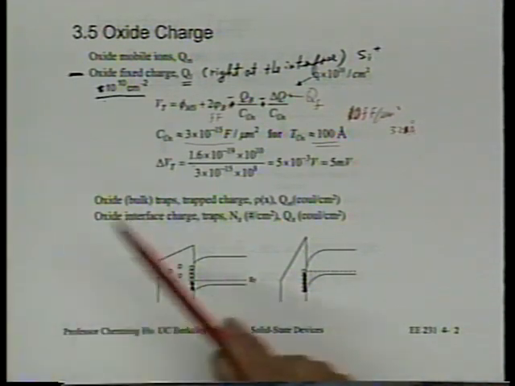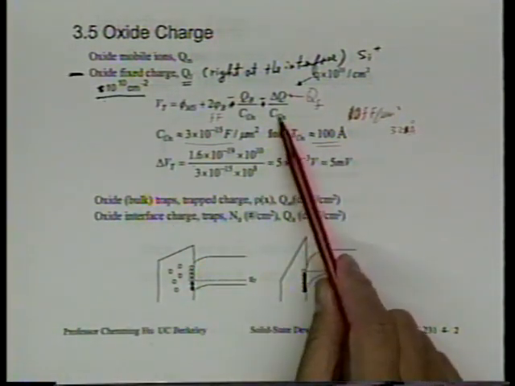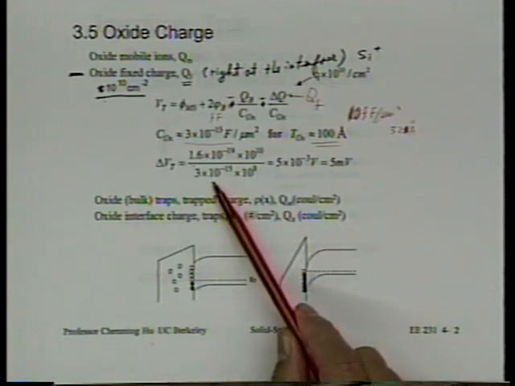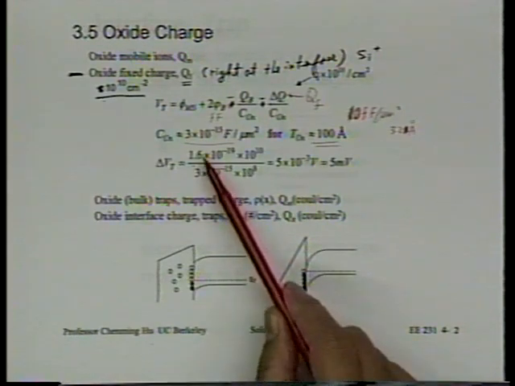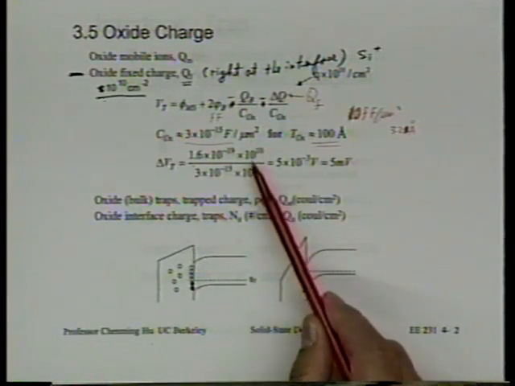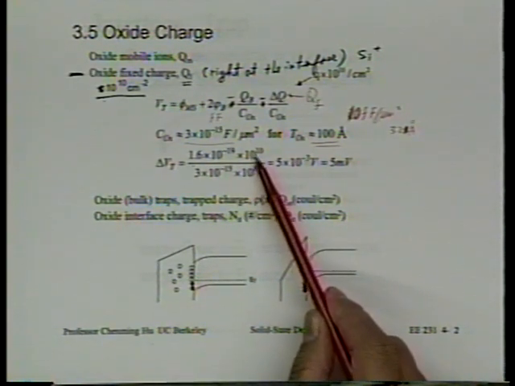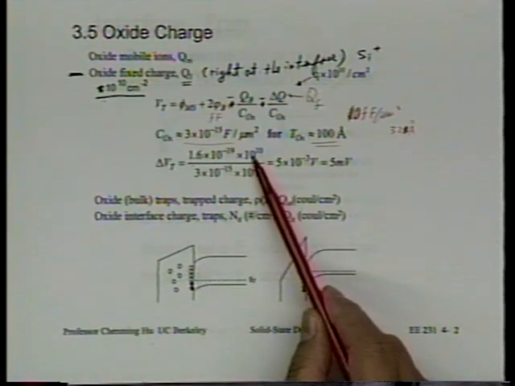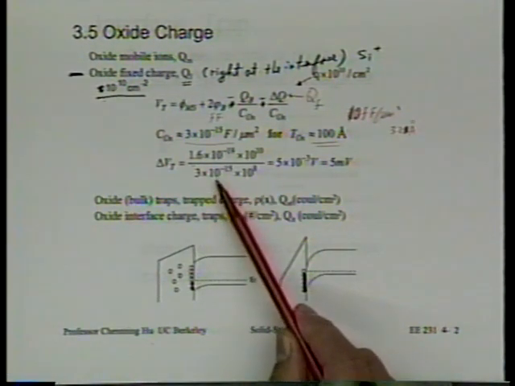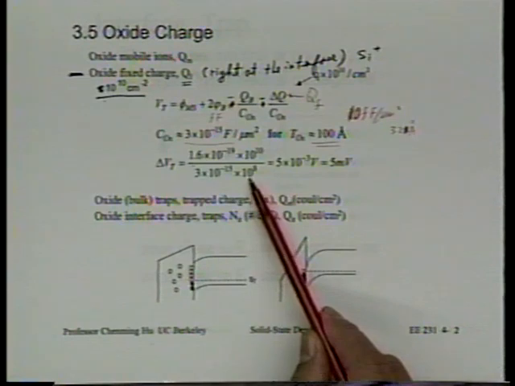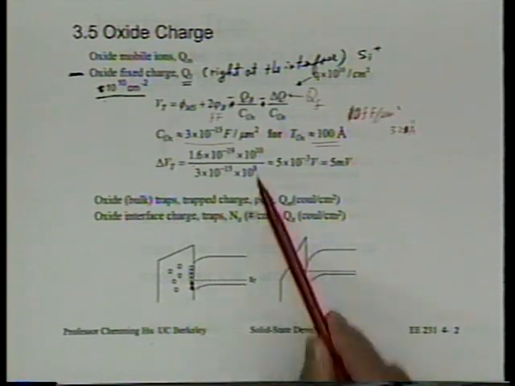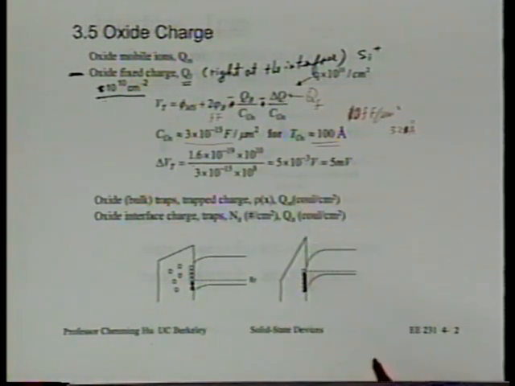Okay. Divided by C_ox, it is 3 femtofarad in this case. Is that right? Yeah? But that's per micron square. In the numerator, we're talking about a charge per centimeter square, right? So this is the femtofarad per micron square, and in each centimeter square, there are 10 to the 8th micron square. Yes? You all know that, right? Okay. So then you end up with 5 millivolt.